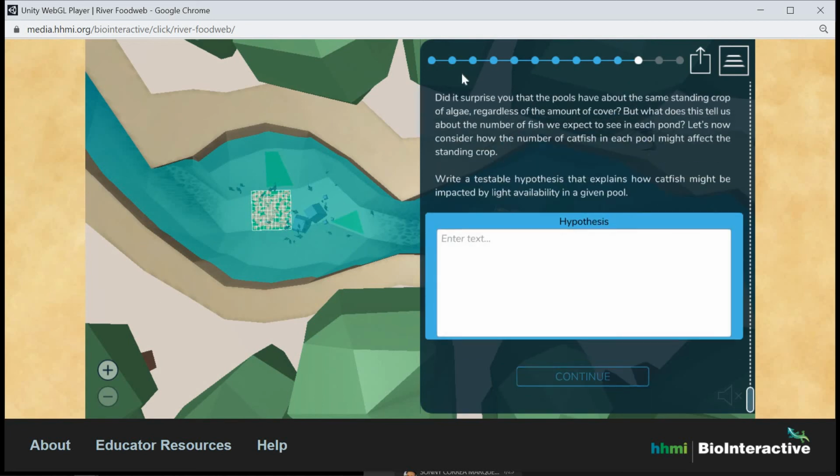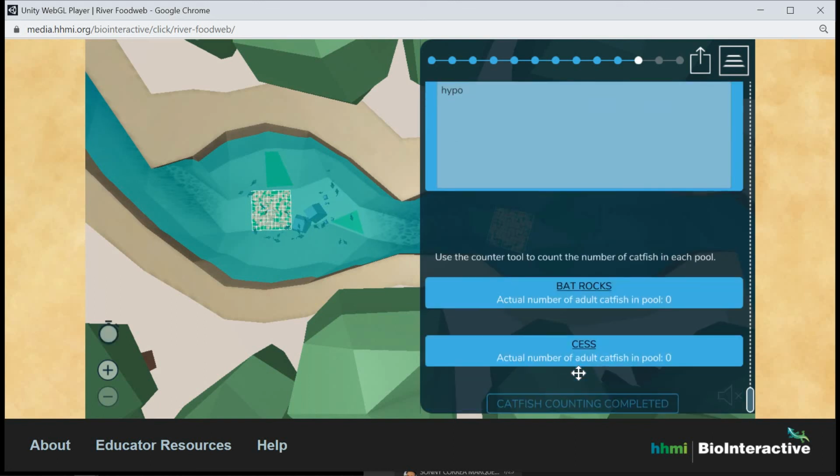Okay, so here you're going to look at these results and write a hypothesis that explains how catfish might be impacted by light availability. Hypothesis. And you're going to now count the catfish in each pool. And at that point, you're just going to continue writing a summary of your results, comparing for the next question what you found to what you expected. And at the end, it will generate a PDF for you to turn in.